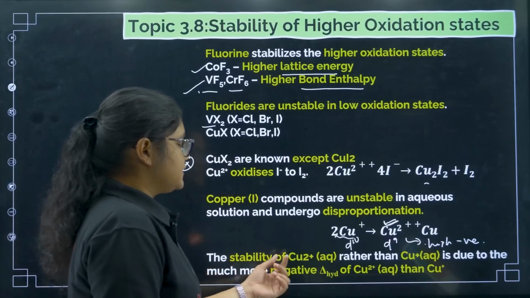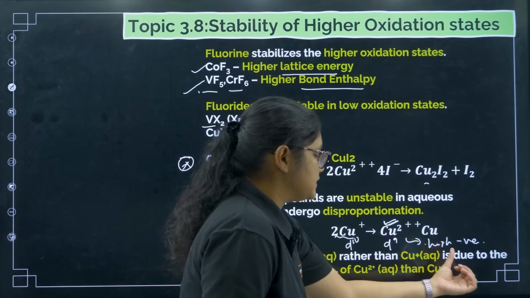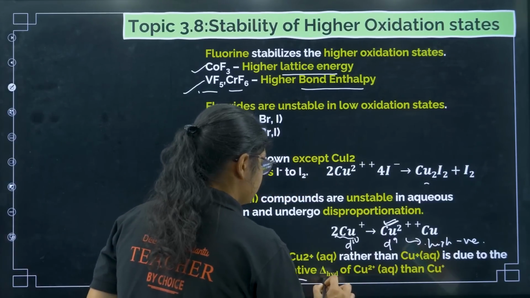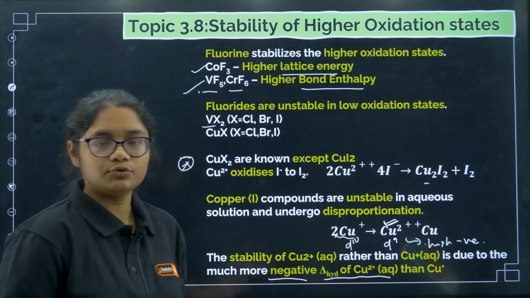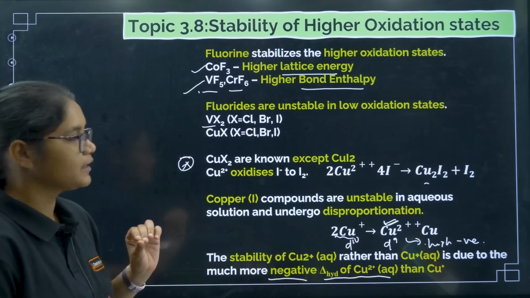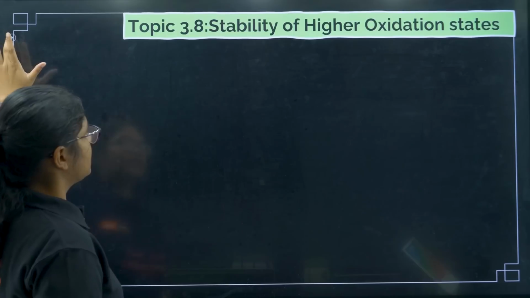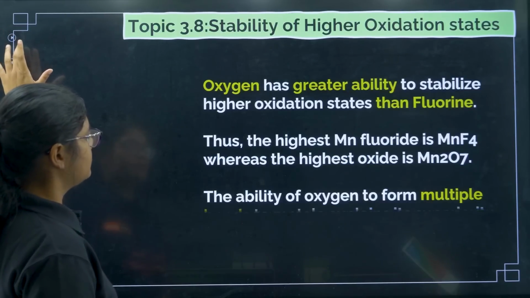So the stability of Cu2+ rather than Cu+ is due to the more negative hydration enthalpy of Cu2+ than Cu+. Clear? Next property is, okay, here we have some more.